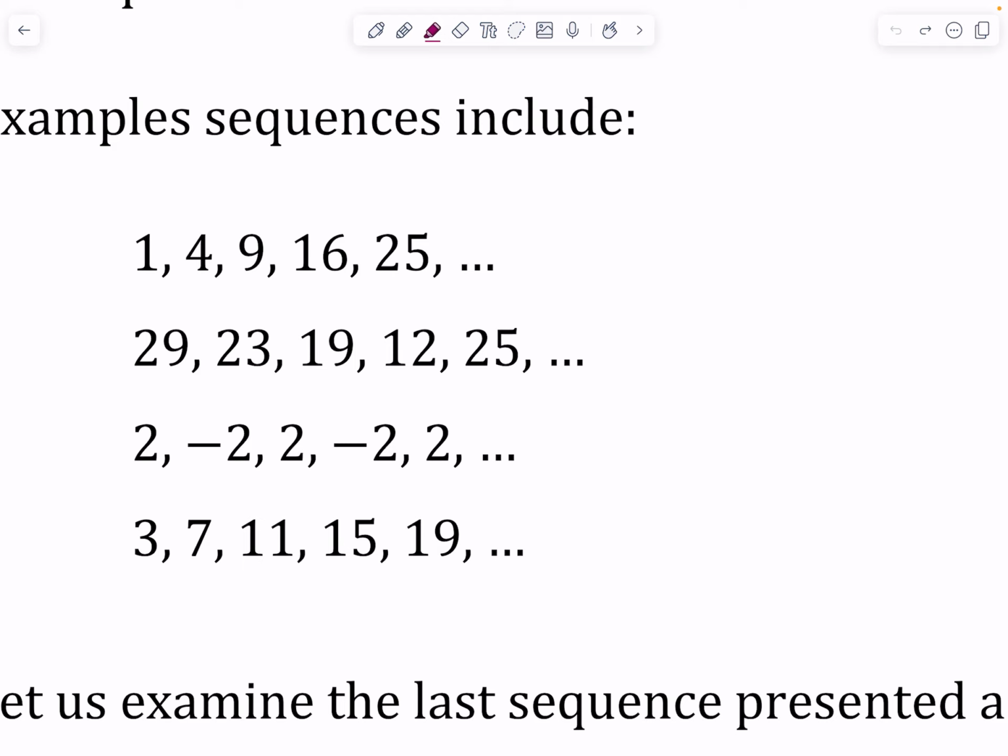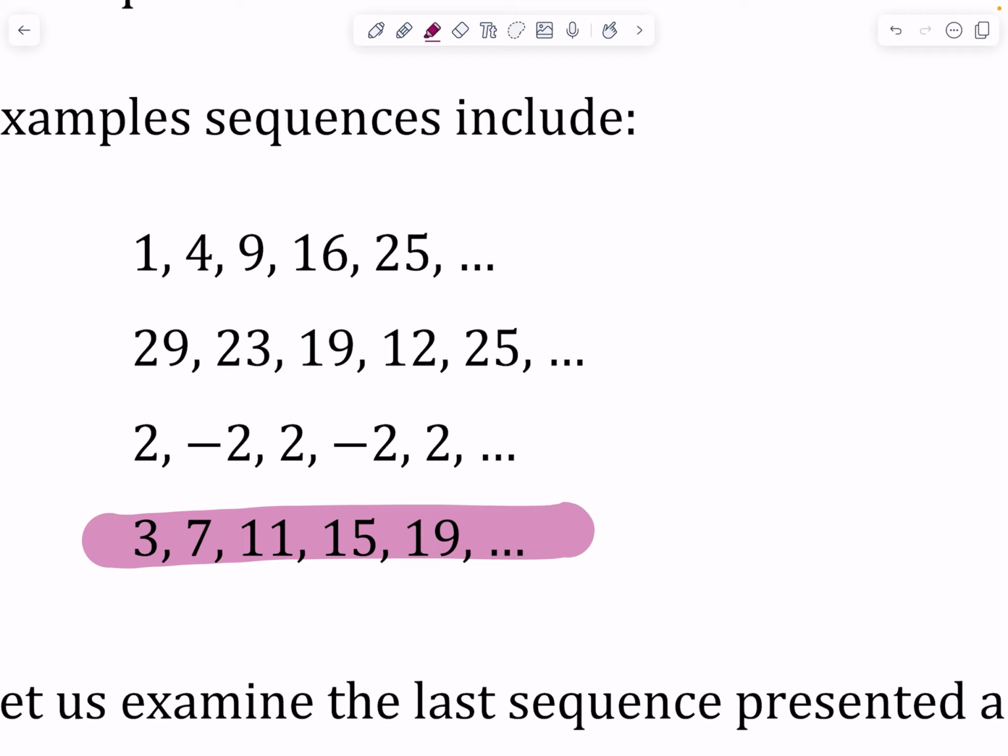And the one we're going to focus on in this particular lesson is this last one, the one that says 3, 7, 11, 15, 19. We're going to examine that for a couple of reasons. One is just to give us some standards for how to notate and talk about sequences and terms therein, but then also because this particular sequence has a certain property.